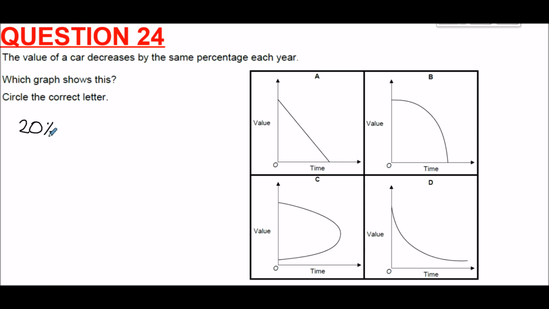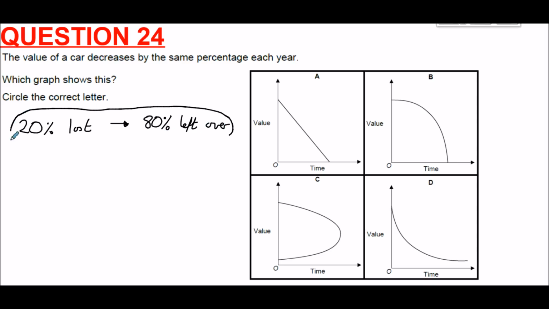If 20% or whatever is lost, that means there's always a tiny bit left. 100 take away 20, there'll always be a certain percentage left over. It'll never actually get to 0. That's just a random example. Even if it was 90% lost each year, there'd always be 10% left over. 100 take away 90 is 10%.